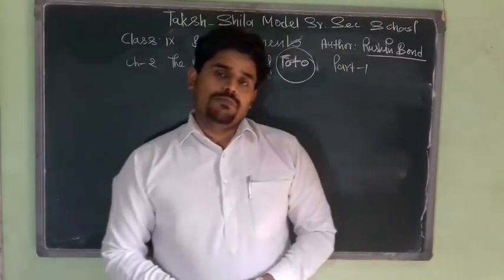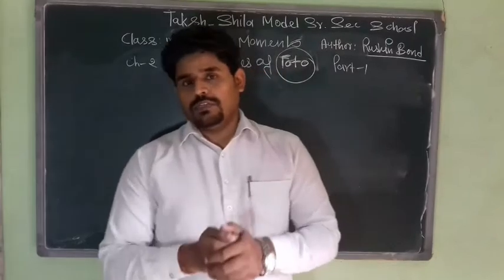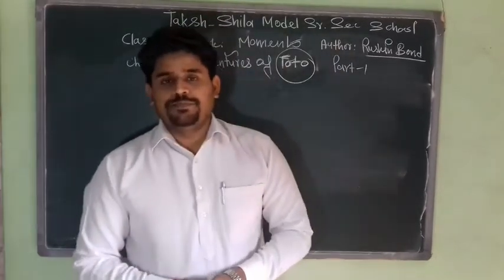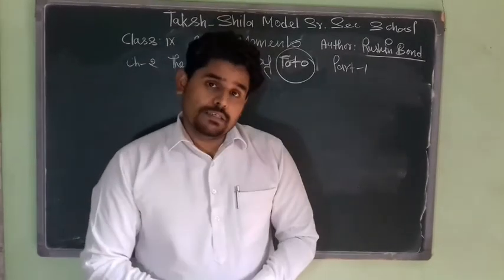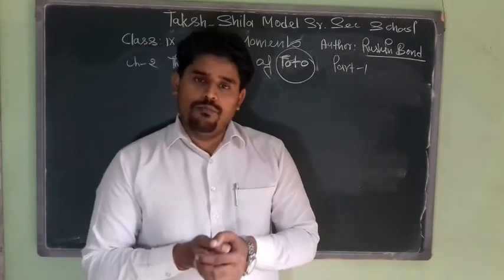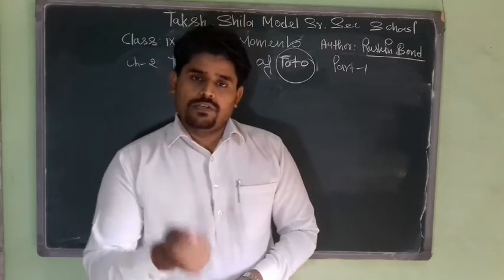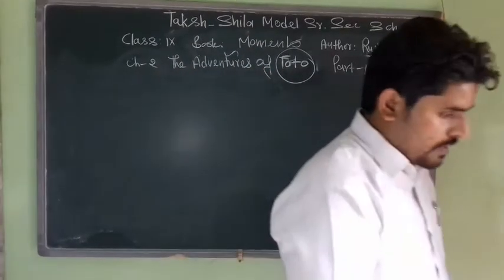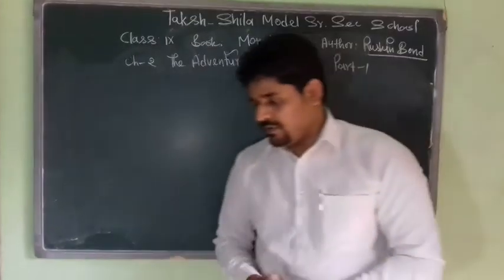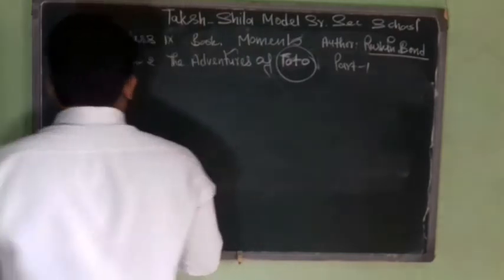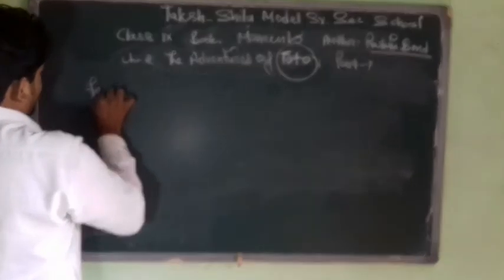So students, in the beginning of the chapter we are told that Toto was a very pretty monkey. The narrator's grandfather bought Toto for a sum of ₹5 from a Tonga driver, the Tonga driver who used to keep Toto tied to a feeding trough. Feeding trough, students, here feeding trough is a word.